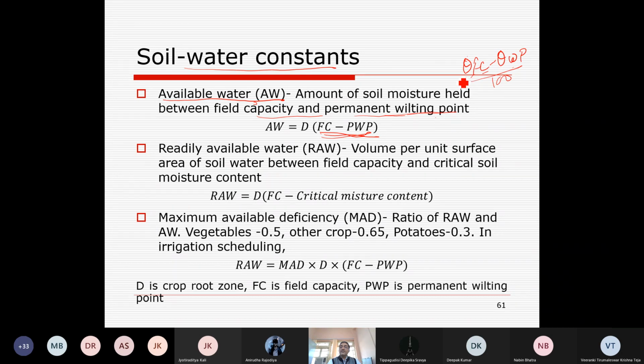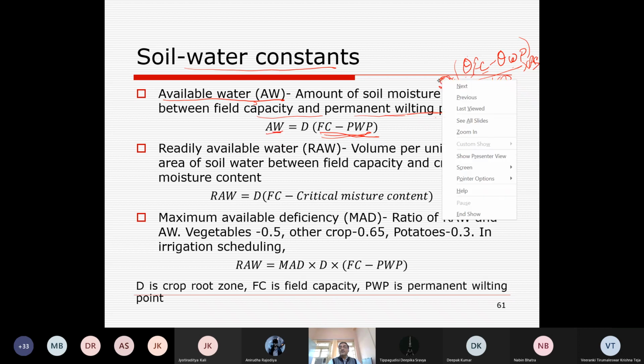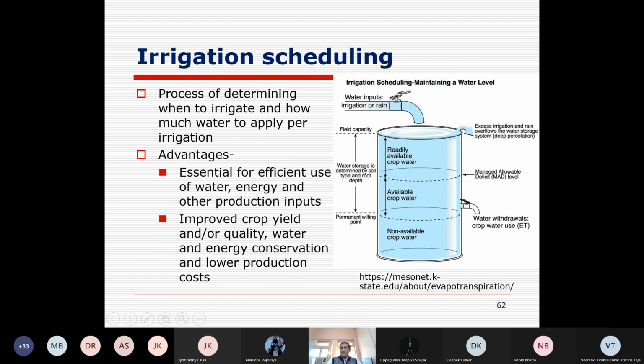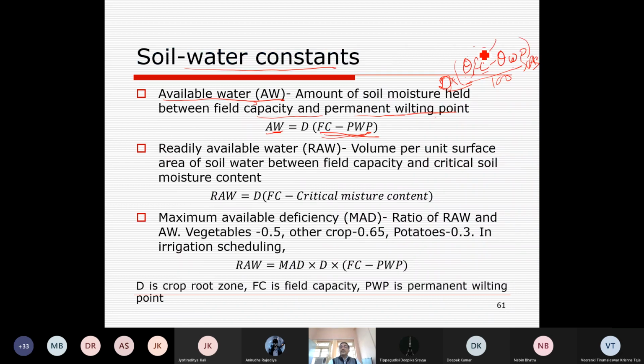And to convert this first into volumetric moisture content, it is multiplication by the apparent specific gravity. And if we are talking about the root zone depth, we need to multiply by the depth of the root zone. So that is the available water in this root zone depth in between field capacity and wilting point, with soil moisture content measured on bed basis or mass basis.